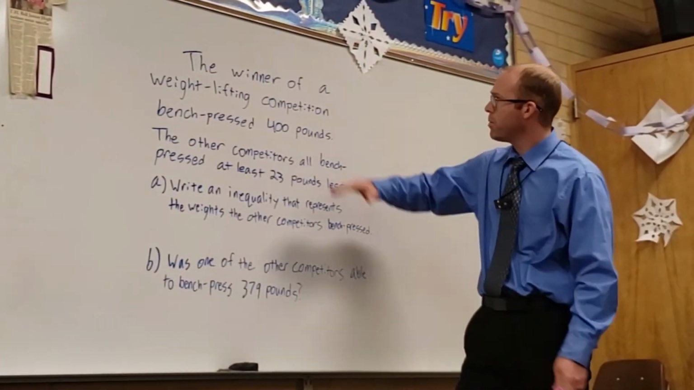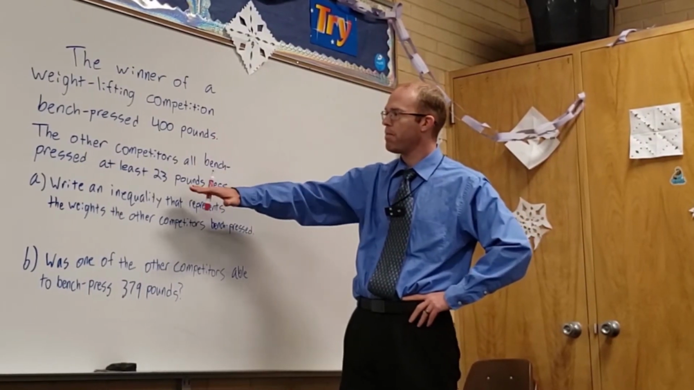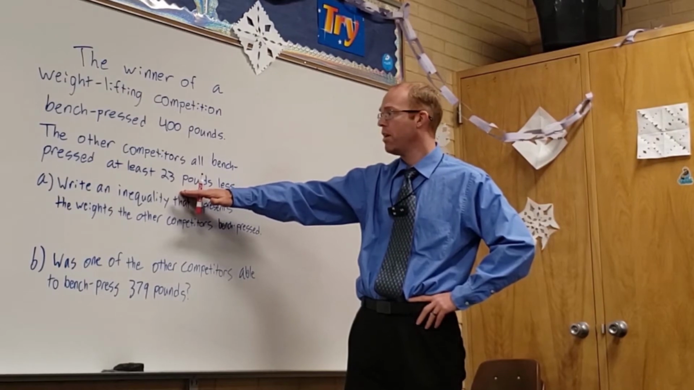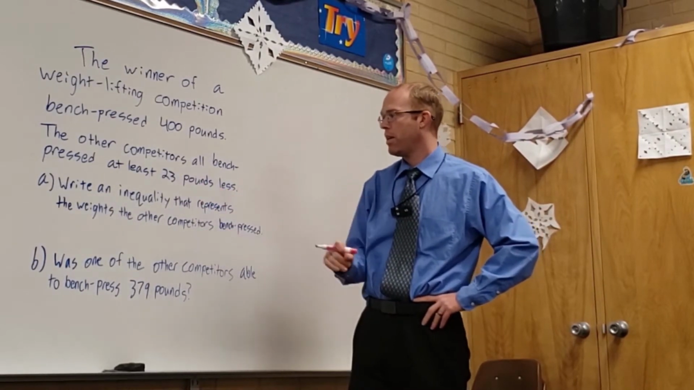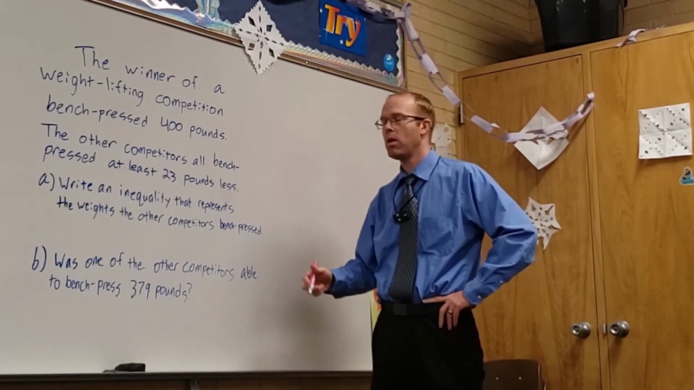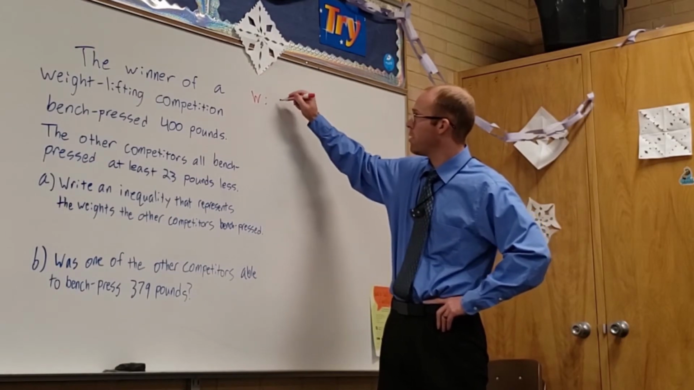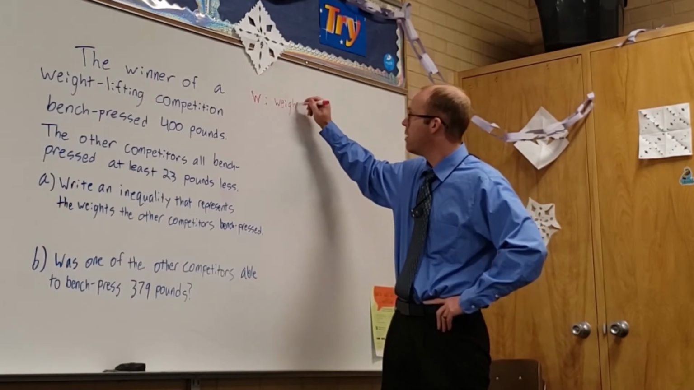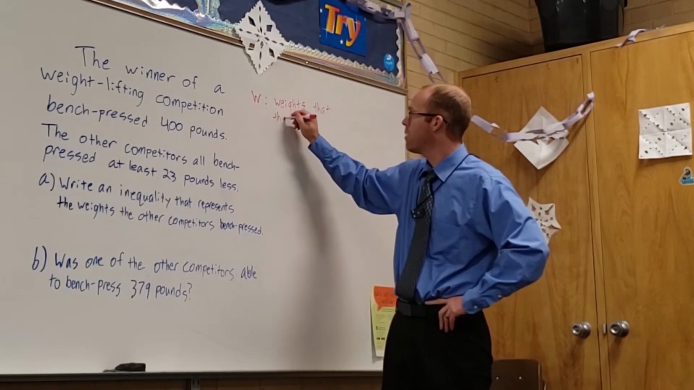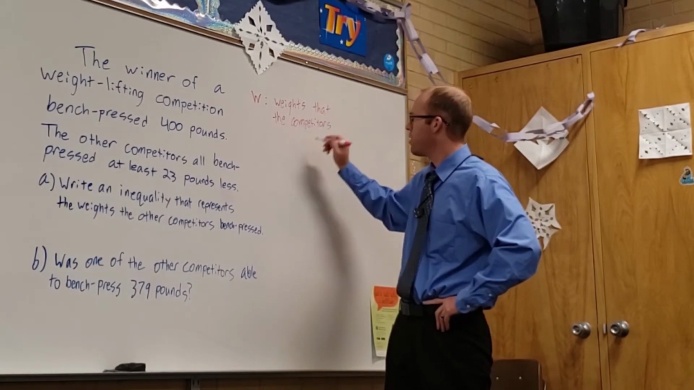In this story problem, it says the winner of a weightlifting competition bench pressed 400 pounds. The other competitors all bench pressed at least 23 pounds less than that. So we need to write an inequality that represents the weights the other competitors bench pressed. Now when I'm writing problems, I always start by writing a variable. So W is going to represent the weights that the competitors bench pressed.